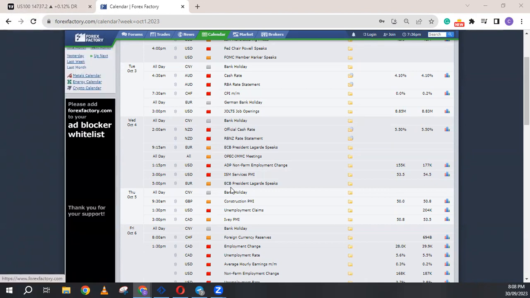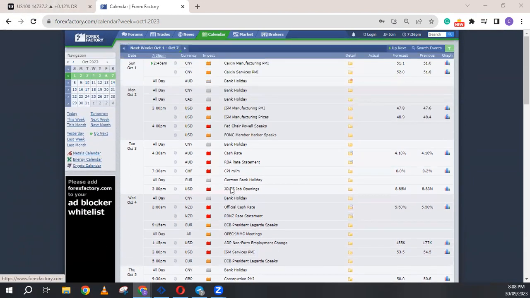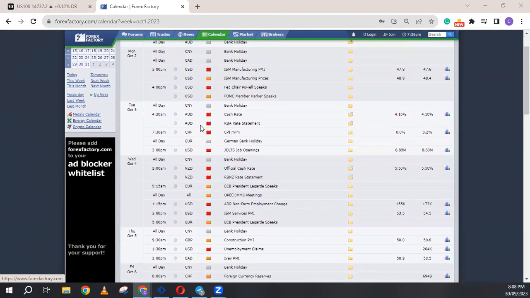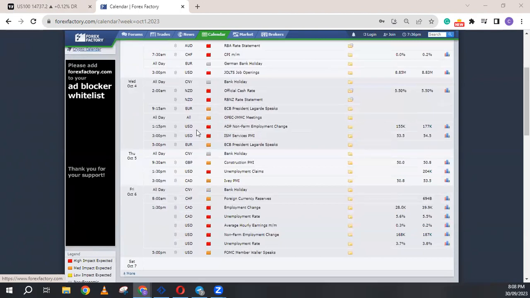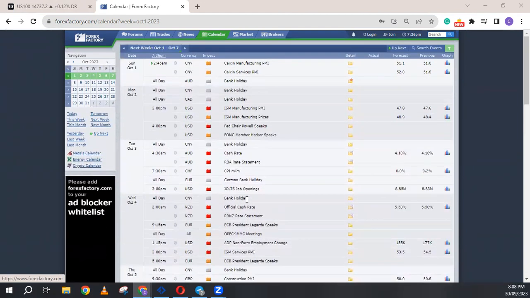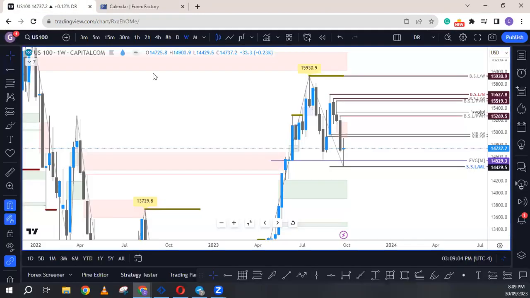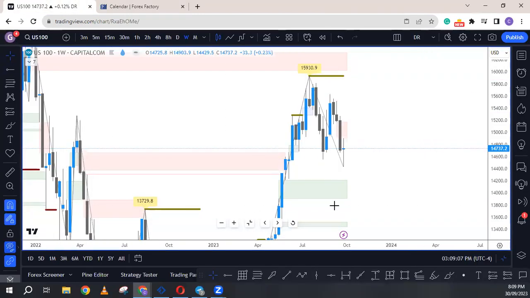So without taking so much of our time, we're going to start off with the economic calendar. This week we have Aussie rate news and New Zealand rate news. Then on Wednesday, we have ADP non-farm employment change, ISM services PMI for the US dollar, and non-farm on Friday. We have unemployment claims on Thursday also. So we have some high impact news. The Aussie and the New Zealand are going to have some major moves this week for those who trade those pairs.